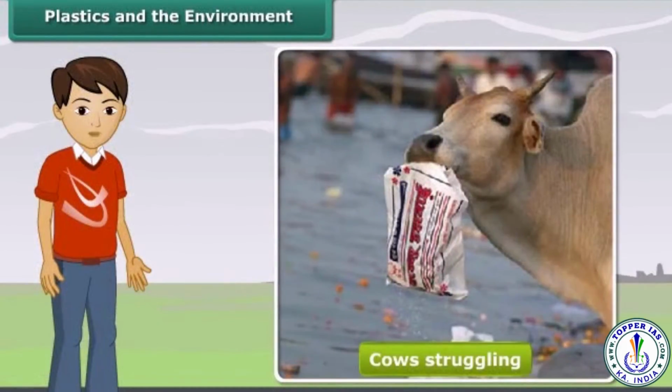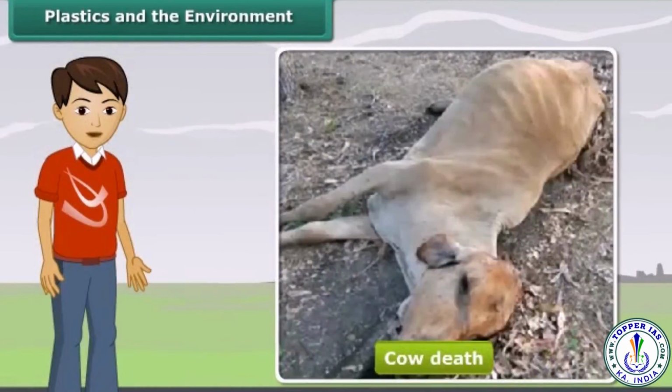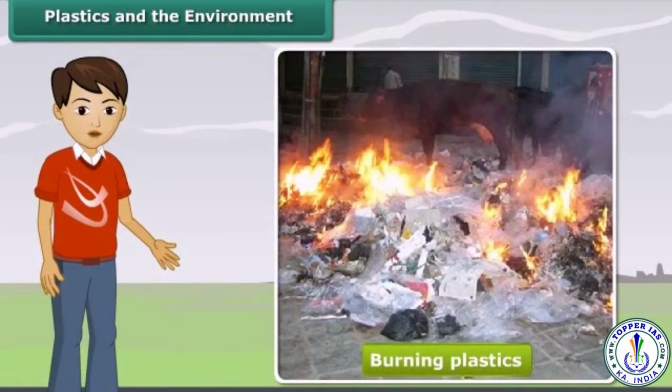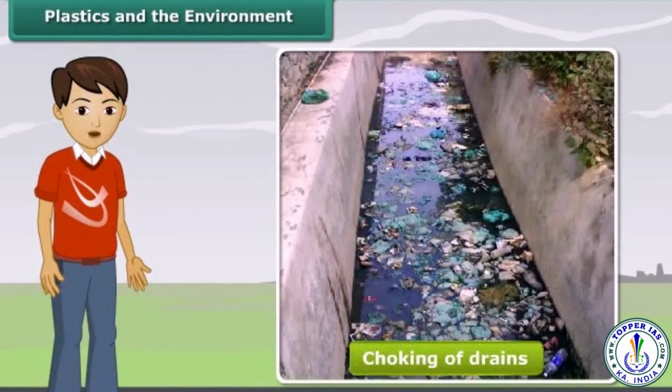You must have seen cows struggling to take out food from the plastic bags thrown near the garbage heaps. They end up eating the plastic bags as well. It can choke their respiratory tract or form a lining in their stomachs, causing their death. On burning, plastics release toxic fumes into the atmosphere. Another plastic menace is the choking of drains, which leads to their overflowing and flooding during the rains.